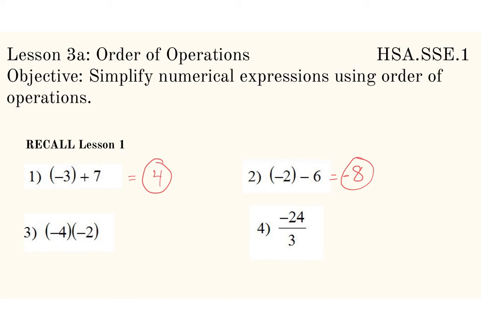For number 3, we are multiplying because when you have 2 numbers in parentheses, that means to multiply. So we're going to multiply like regular. 4 times 2 is 8. Because they're both the same sign, that gives me a positive answer. And then we are going to divide for number 4 because a fraction means division. This will give me 8. Because one of them is negative and one of them is positive, this will produce a negative answer.